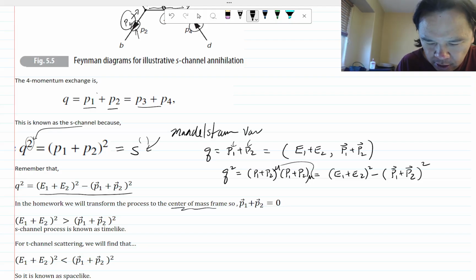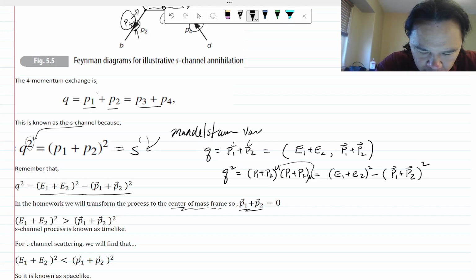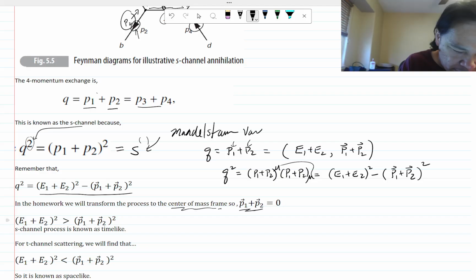I think it was chapter 3, where we switched to a center of mass frame so that you can find that the momentum of these particles adds up to 0. Therefore, the S channel process is always going to have the energy squared bigger than the momentum squared, because this part is not Lorentz invariant. These two things are not Lorentz invariant, so they could change between the two, but you can always prove that the energy part is going to be bigger than the momentum.